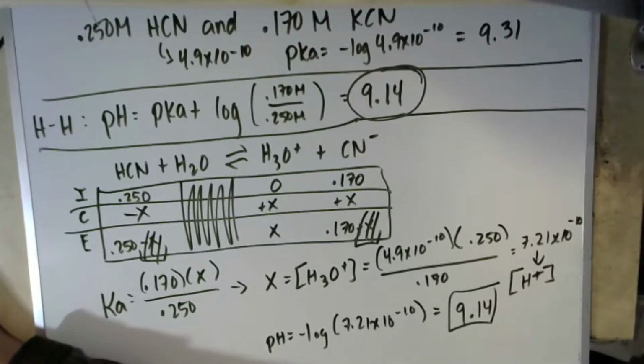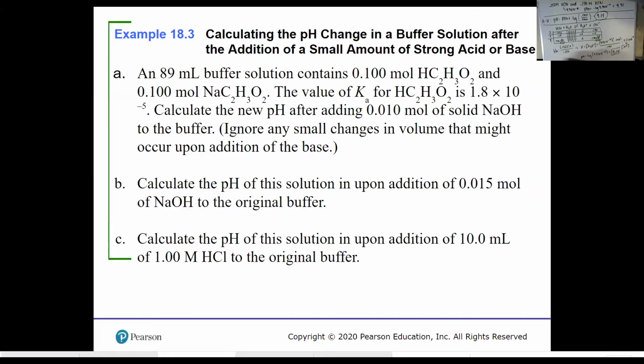All right. Let's look at this. This is an interesting one. This is when it starts getting good. So here we have an 89 milliliter buffer solution that contains 0.1 moles of acetic acid and 0.1 moles of sodium acetate. We want to calculate the new pH after adding 0.010 moles of solid sodium hydroxide to the buffer.